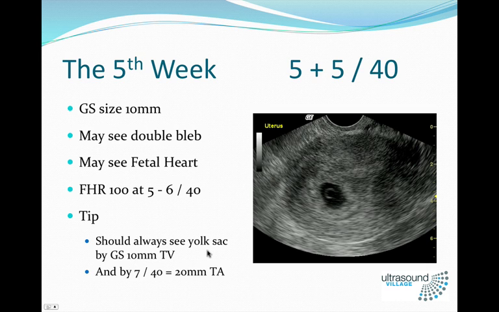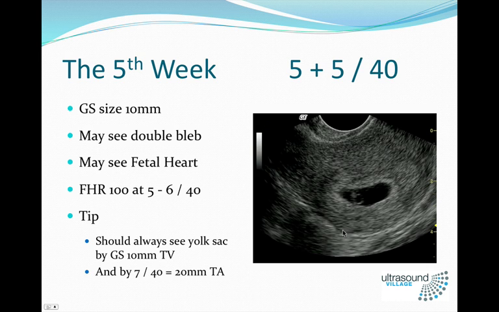You should always see a yolk sac by the time the gestational sac is 10 millimeters across on a transvaginal ultrasound, and by 20 millimeters across on a transabdominal ultrasound. Here it is again, another 5-week pregnancy, and we're just starting to see a very, very early fetal pole, 5 weeks and 5 days. There it is.